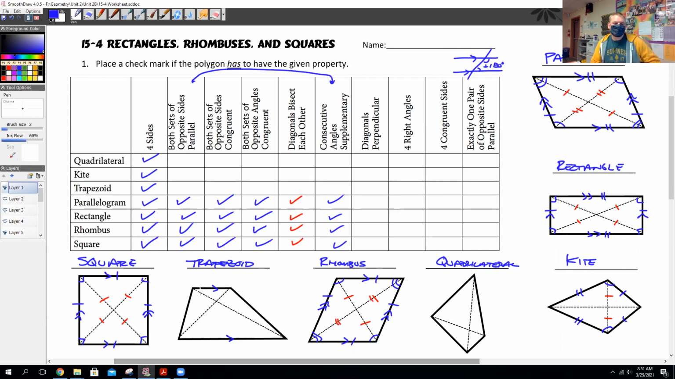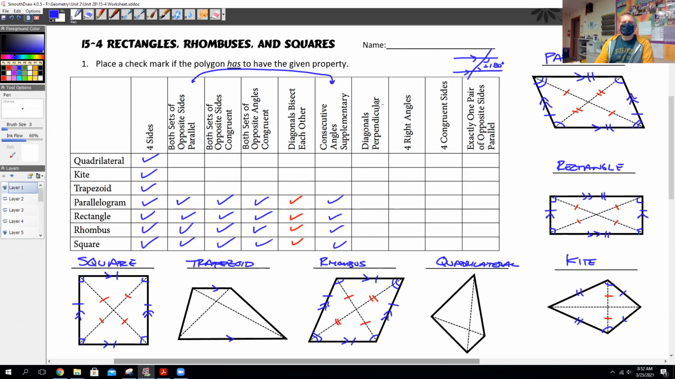So the trapezoid's a little bit special, but with the two parallel sides, this angle here and this angle here are going to end up being supplementary, and same with this angle and this angle down here. But these two are not supplementary and these two are not supplementary. So this trapezoid has half of it, but it doesn't have all consecutive angles supplementary. Okay, hanging in with me a little bit. I know that's a little tricky. We'll get there.